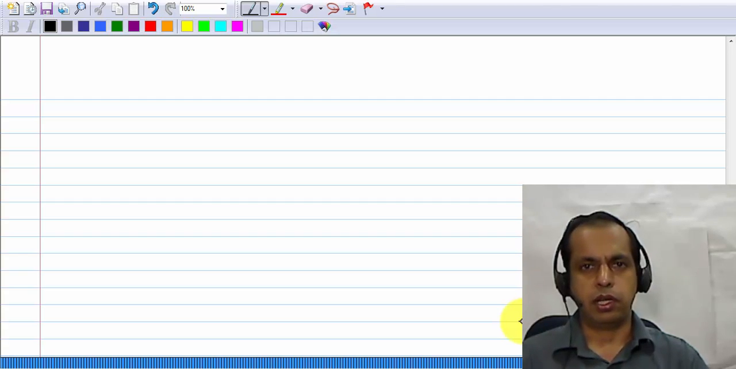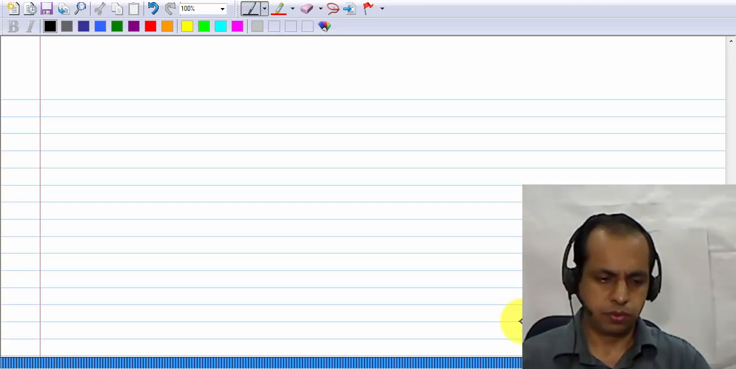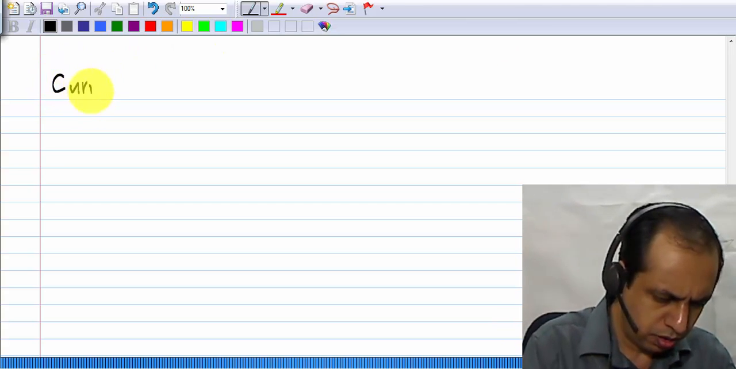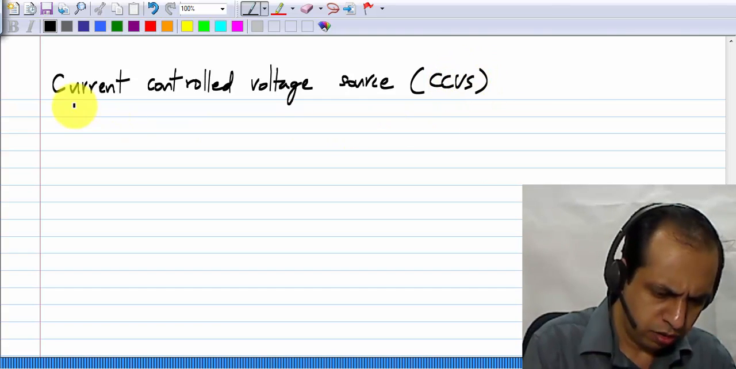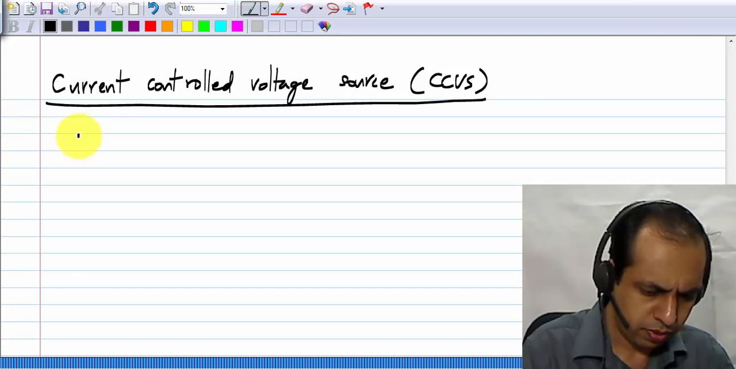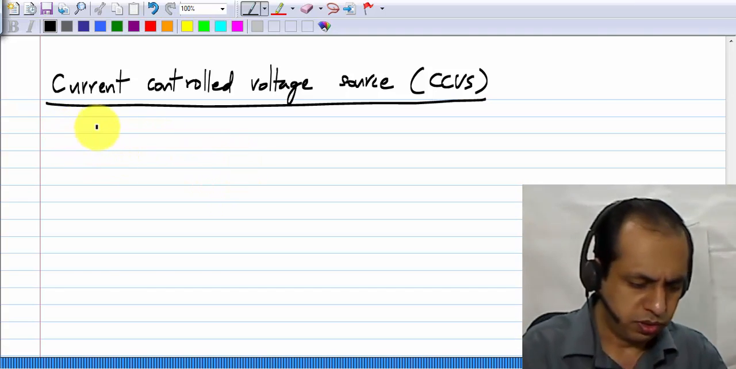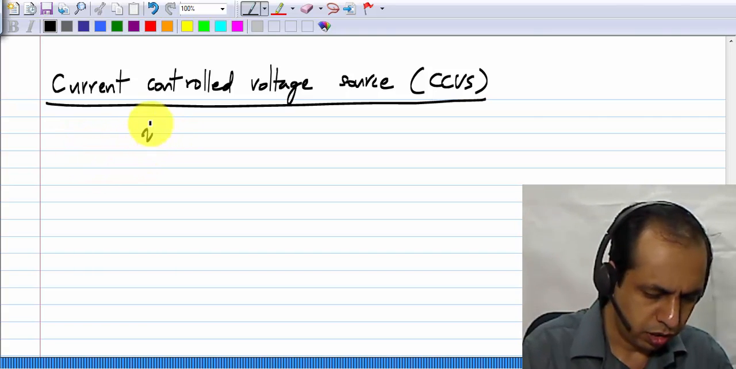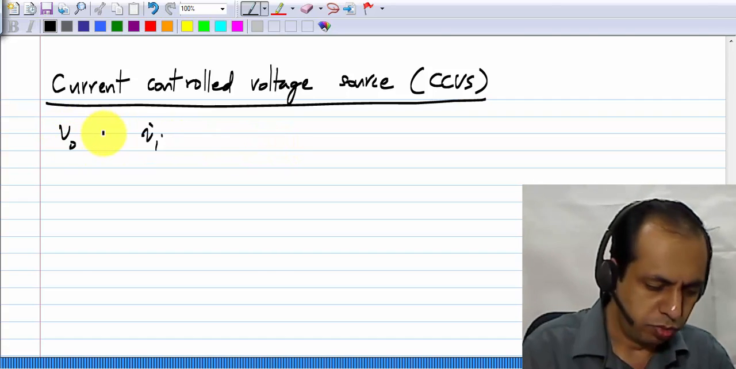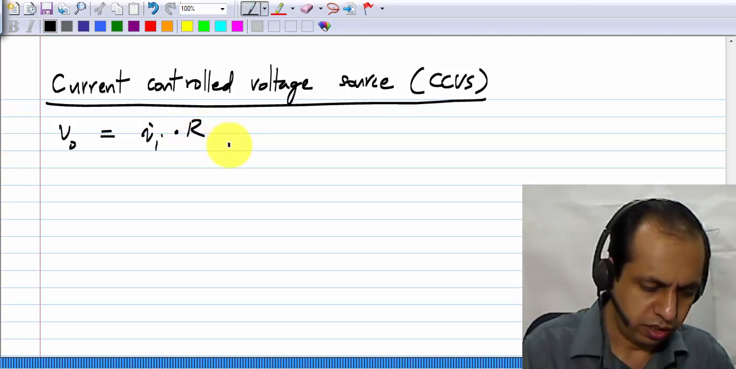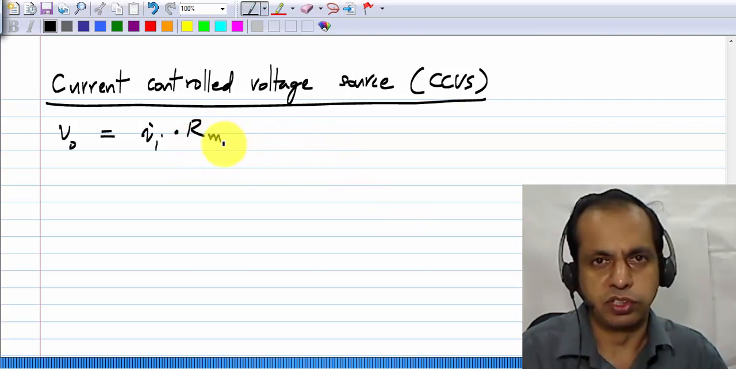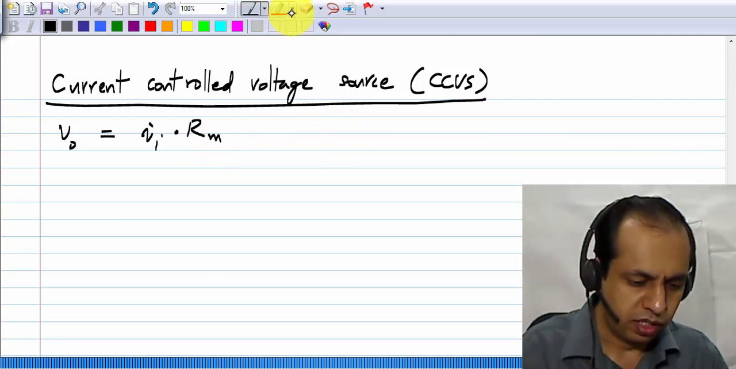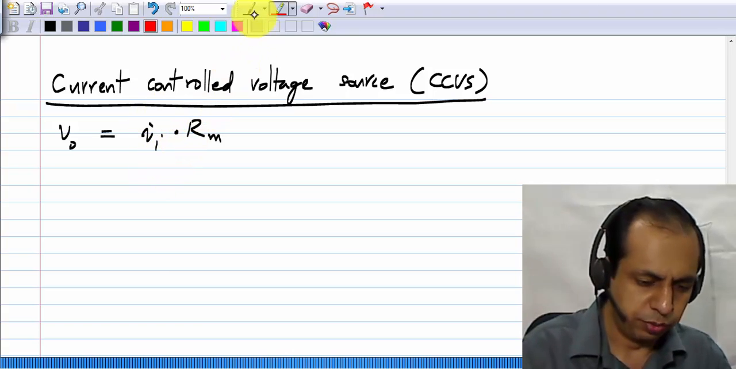Now I'll see how to realize the last remaining control source, which is a current controlled voltage source. Okay, and a current controlled voltage source has an input current II and an output voltage VO, and the output voltage VO is proportional to the input current II, and there is some proportionality constant. I'll call it Rm. Okay, and this can be thought of as the transresistance, just like transconductance.